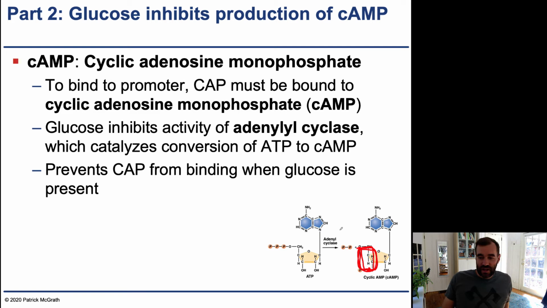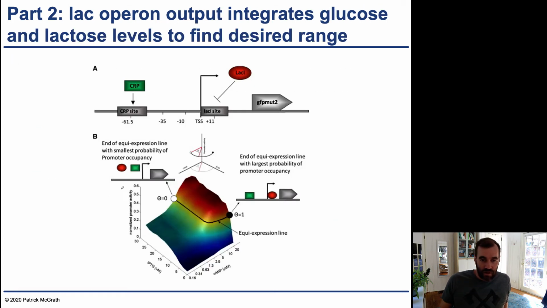So again, glucose inhibits this protein, and so if glucose is around, then you have a lot less conversion, and so you have a reduced amount of cyclic AMP. Now the LAC operon can actually integrate both glucose and lactose levels to find a desired range. This is actually a recent experiment that was done maybe 15 years ago, where they looked at the exact effects of the two cofactors on the overall expression of the LAC molecule.